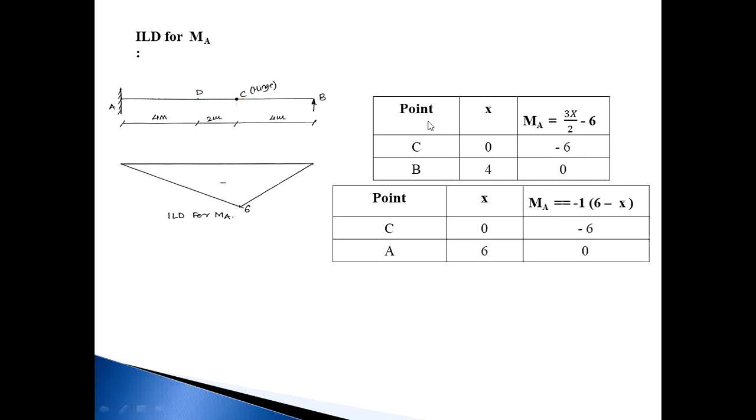So this is a table from considering the RHS side and from considering the LHS side. At point C, MA will be minus 6, the minus value is plotted downside. At point B, it becomes 0. Then by considering the other side, at point C it becomes minus 6, at the same point, and at point A, 0. Join the coordinates, that is 0, minus 6, 0. This is the ILD for MA.